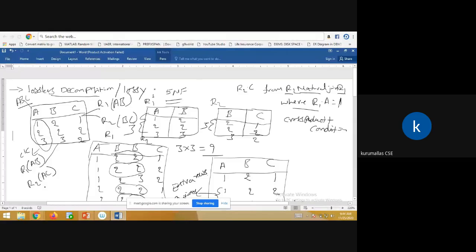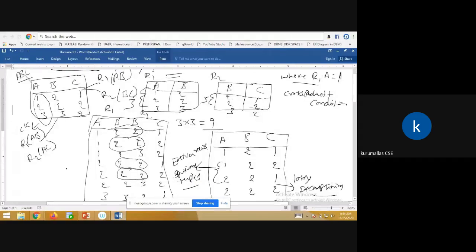Apply these two, then we can get a lossless decomposition technique. Once you split these two, apply the same procedure and the condition again, and we can get a lossless decomposition technique, right?